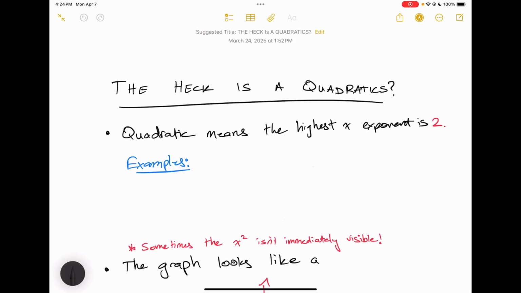Welcome back, Algebros. It's time for the granddaddy of all algebra units. And to that I ask you, what the heck is a quadratics?